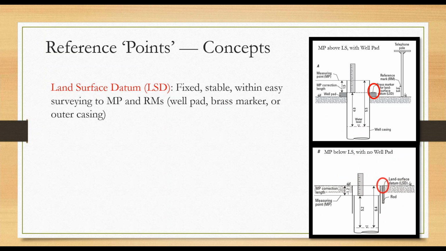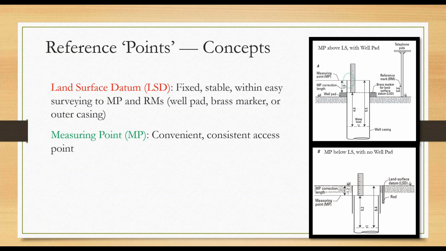So just a little bit about the reference points, the concept. Land surface datum, we call that, is a fixed and stable point with easy access for surveying the measuring point and the reference marks. Land surface datum is something like a well pad, a brass marker, or the outer casing of a well. The measuring point itself is a convenient, consistent location. You want to make sure that you're always using the same measuring point when you document your measuring point.